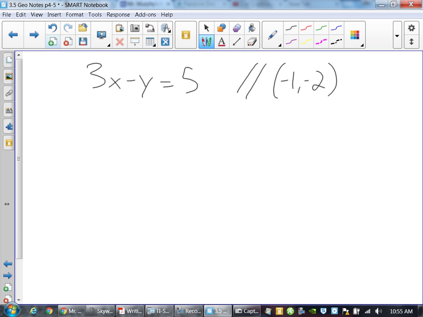All right, let's do a different one with parallel. Same basic principle here when we work with parallel. You have to be able to get y by itself and go from there. So when you have 3x minus y is 5, I want a parallel equation through the point negative 1, negative 2. 3x minus y equals 5.